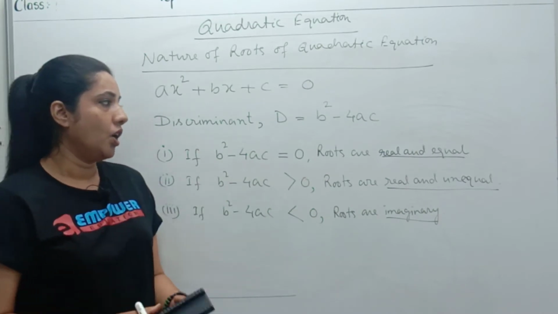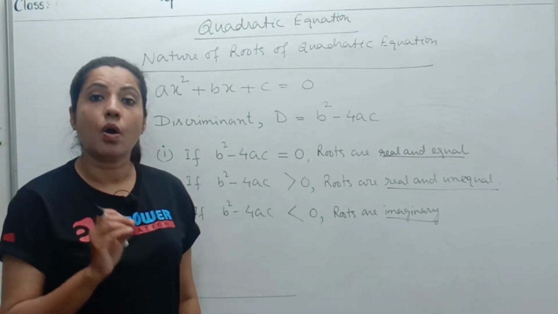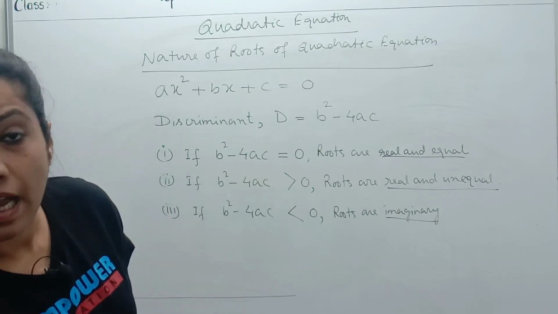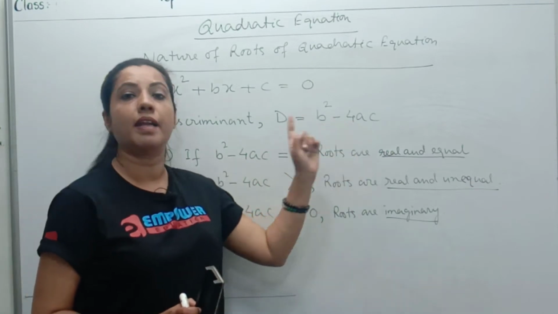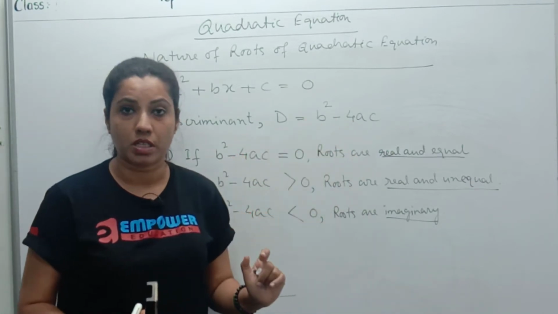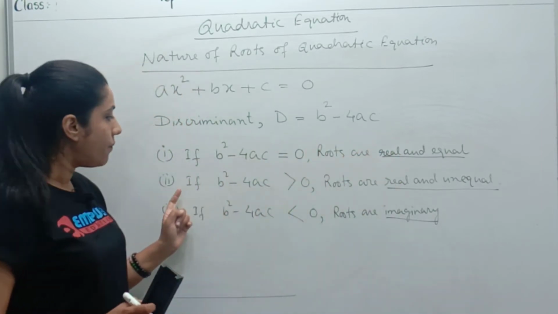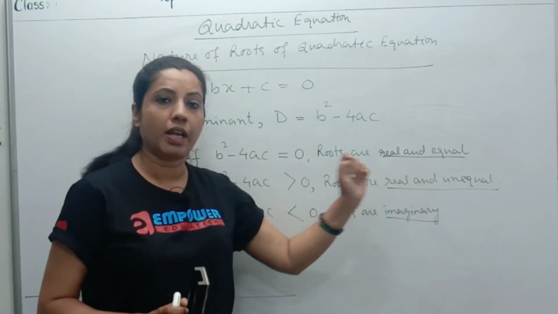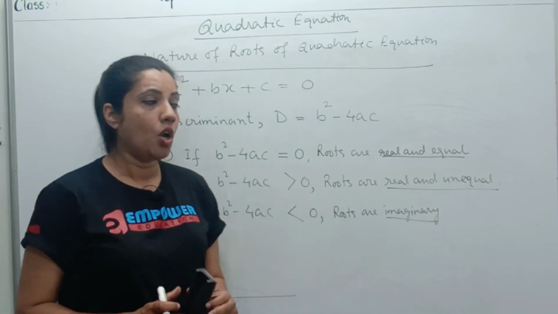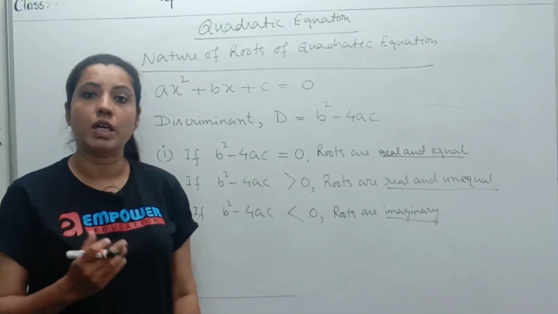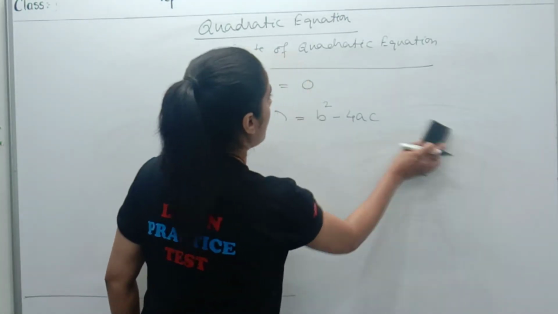Again, I am repeating it. Today we are going to find out the nature of the roots of a quadratic equation without solving the equation. For that we have three criteria. First, we need to find the value of b square minus 4ac. If we get the value equal to 0, then the roots will be real and equal. If the value is greater than 0, the roots will be real and unequal, and if the value is less than 0, then the roots are imaginary. We need to remember these three criteria to do the sums. So let us take some examples and see how to solve these kinds of sums.